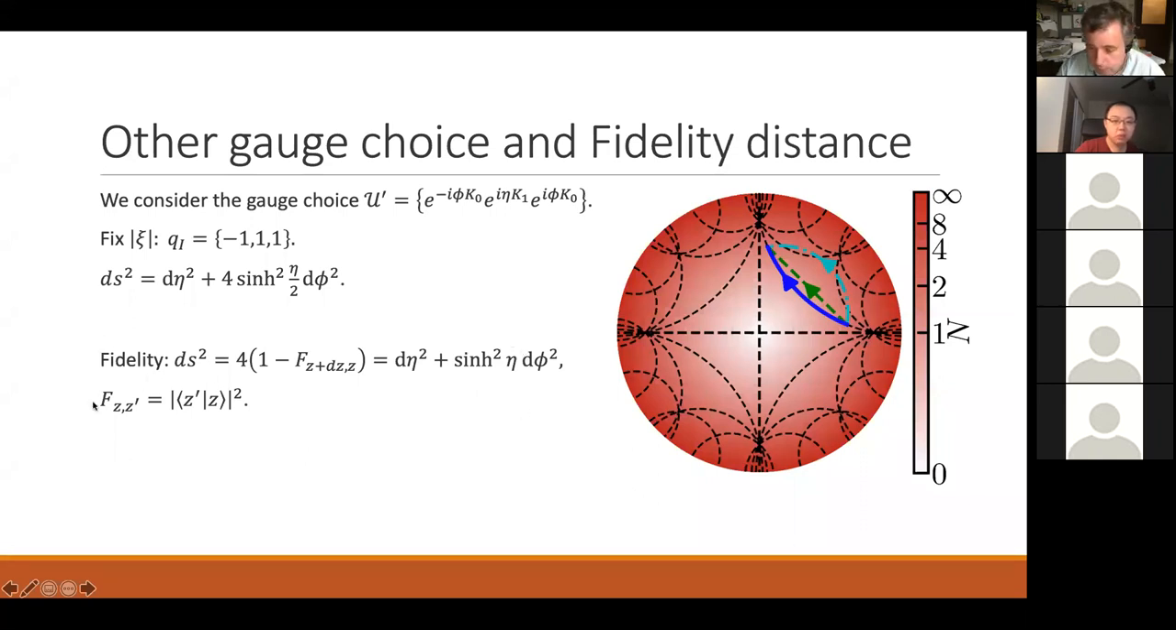So here I just want to mention that in our original manuscript, we only defined the distance from the fidelity. This definition is quite straightforward since we know the coherent states are located at each point on this compact disk. Then we can just evaluate the overlap between the different coherent states next to each other. The difference between the overlap and the identity turns out to be also in this form. So this one is a metric on the Poincaré disk. This is my final slide of the presentation.